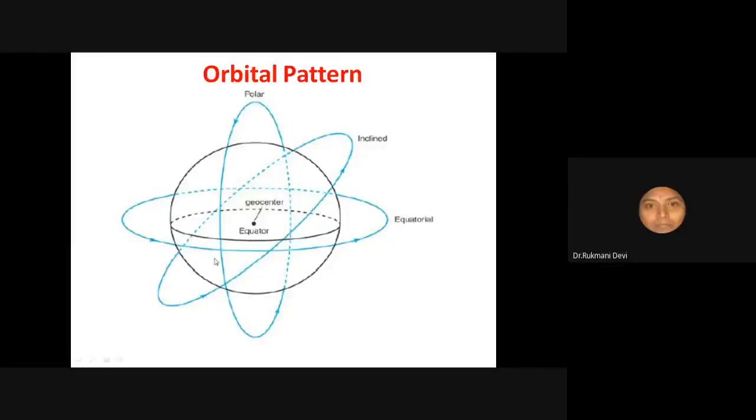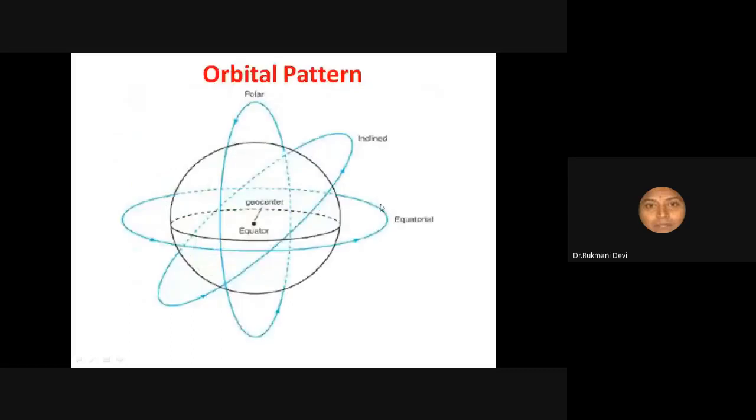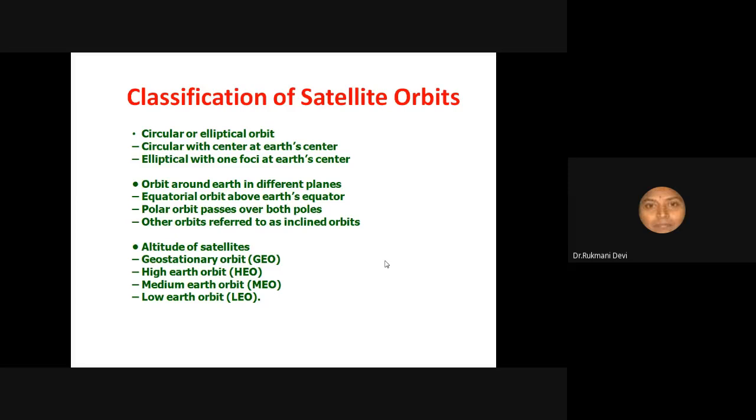So above this, it's called an equatorial orbit. Then the other orbits are referred to as inclined orbits. Okay, so there are three classifications: polar orbits, inclined orbits, equatorial orbits. These are all around the Earth.